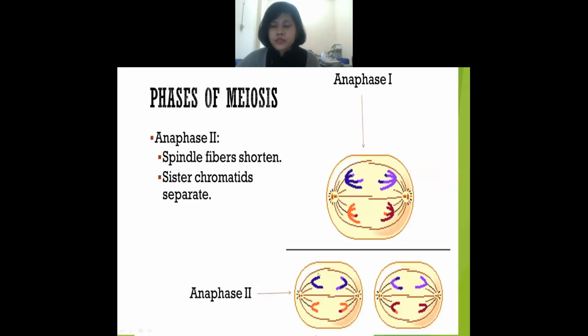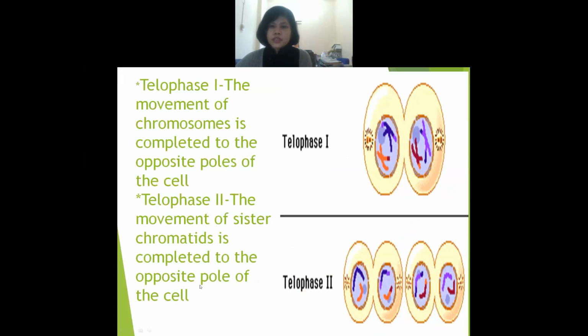Next is anaphase 2. Anaphase 2, same thing will happen. The spindle fibers will start shortening. The length will become small in size. And the sister chromatids will start separating from each other.